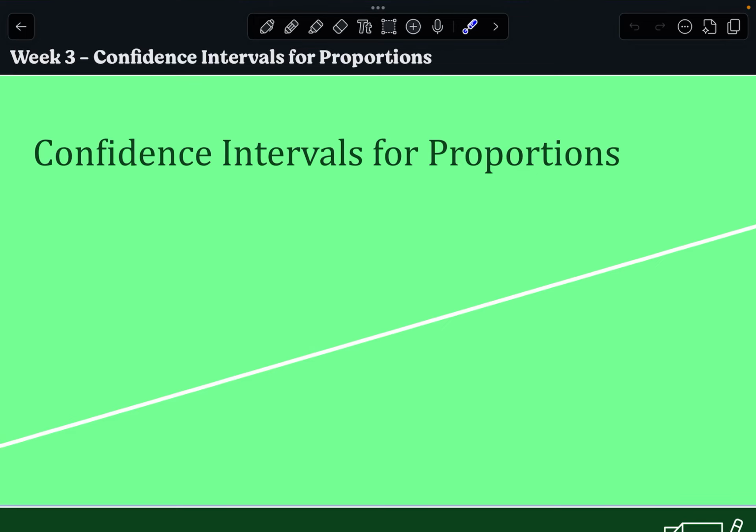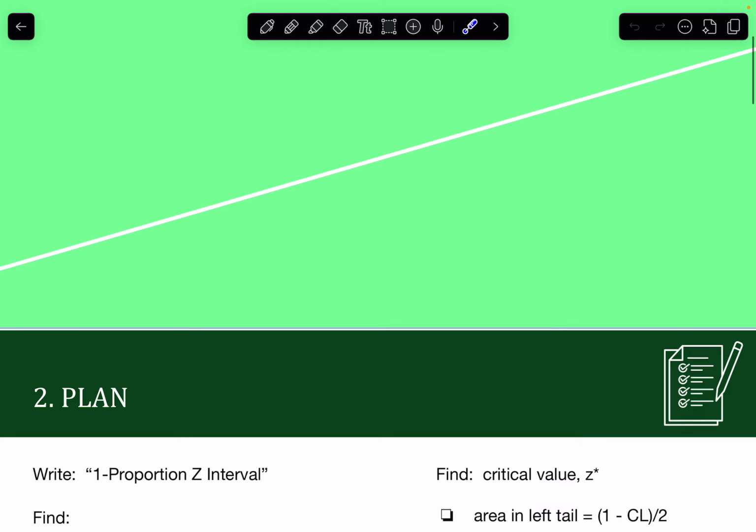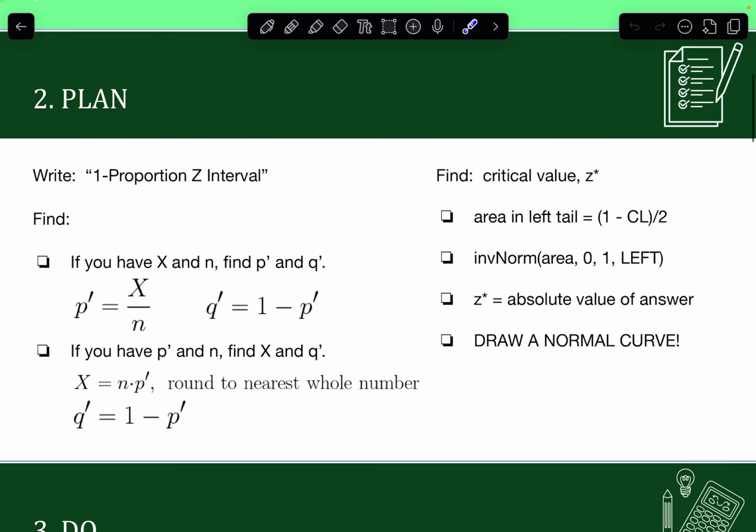In our last video for week 4, we're going to talk about confidence intervals for proportions. We're following our 4-step method: state, plan, do, conclude, and we know that the state step looks the same for everything. Identify what you're given in the problem, identify what you're being asked to find. For the plan step, if you're dealing with proportions, it's a 1 prop z interval, 1 proportion z interval.